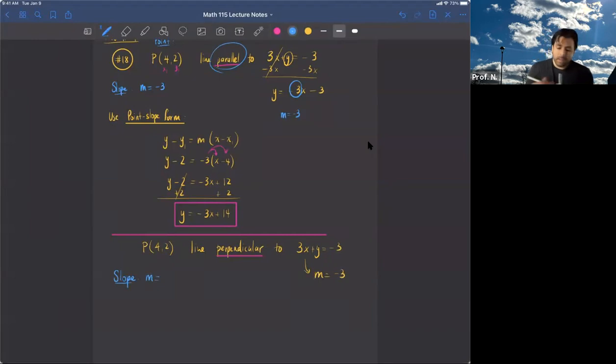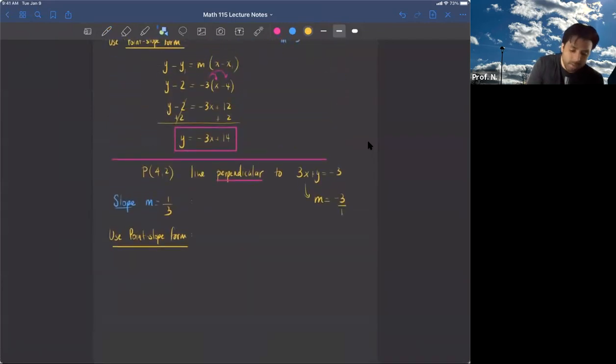It would be exactly. So this is -3 over 1. The negative reciprocal is the opposite sign of negative, which is positive, and I flip 3 over 1 to 1 over 3. And the answer is 1/3. Good. And now look what I have. I have the slope and the point. So then I'm going to use point slope again. Then what is point slope? Y minus y1 equals m multiplied by x minus x1. So this is y minus 2 equals 1/3 times x minus 4.